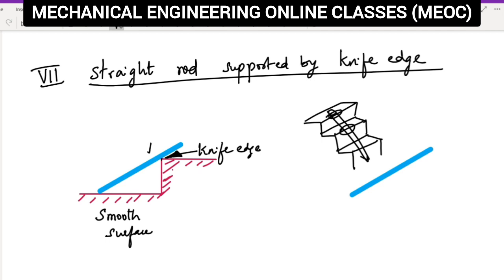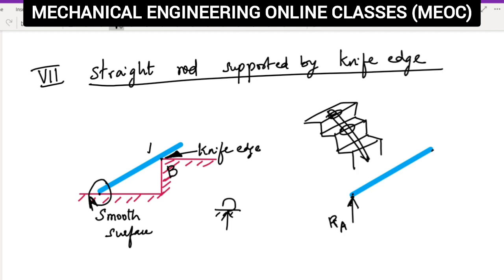Now how do we find the reaction there? Suppose this particular point is A. This rod is touching the smooth surface at A, and at the knife edge the object is touching at point B, say. So here is A and somewhere here it is B. Because this is just an example of an object placed on a smooth surface, there will be a normal reaction. That normal reaction is, say, RA, the reaction at point A.